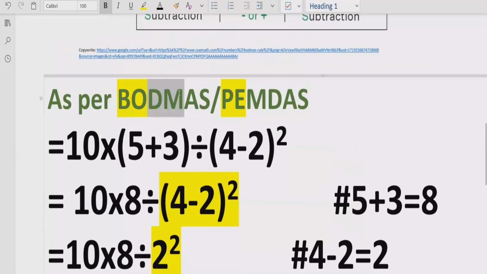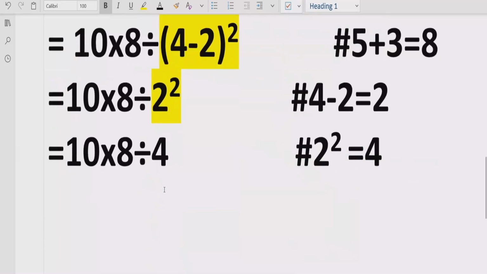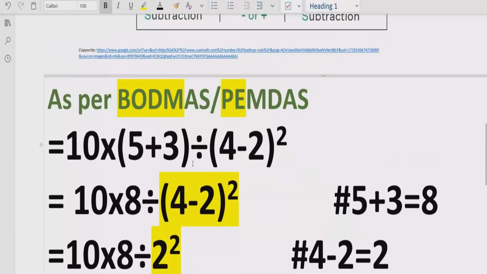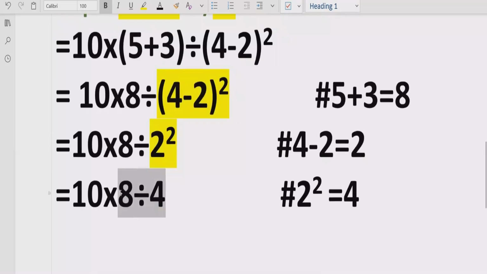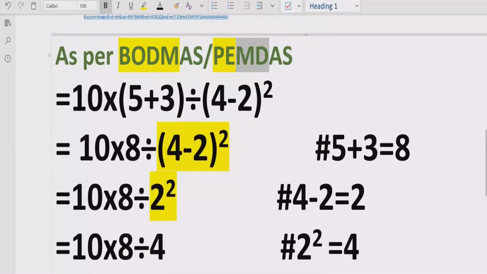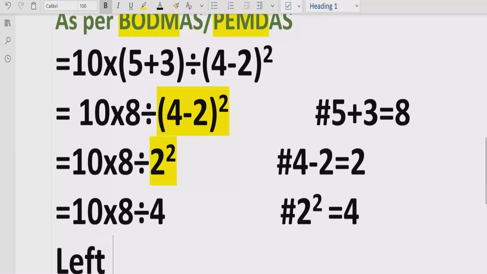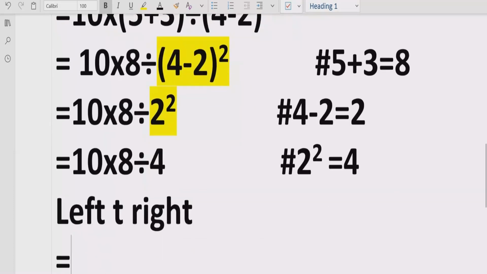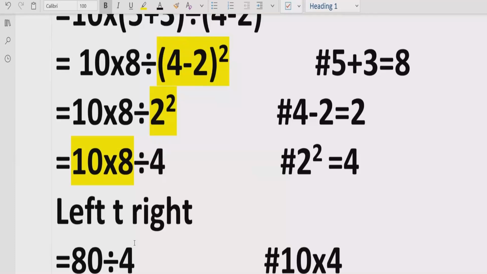Now we have to go for division and multiplication, step number 3. So what we have here is multiplication and division. Someone can say I'm using BODMAS, so I will solve this part first. And someone says I'm using PEMDAS, so I will solve the multiplication first. So the rule says you have to go left to right in this expression and find out which is coming first. So first we have here 10 multiplied by 8, which equals 80, and divided by 4. We will write here as it is. And here we have to give the reference, 10 multiplied by 8 equals 80.